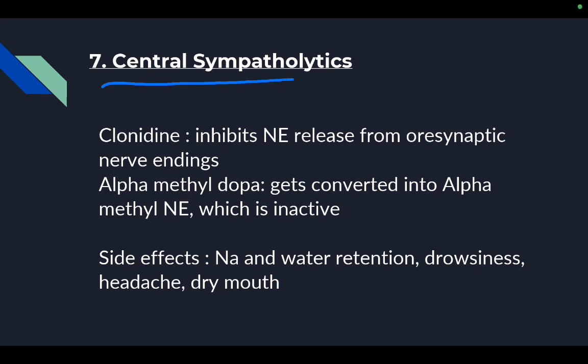Seventh class of drugs is central sympatholytics. These are two types of drugs. First one is clonidine, which is an alpha 2 agonist. It inhibits norepinephrine release from presynaptic nerve endings in the vasomotor center.